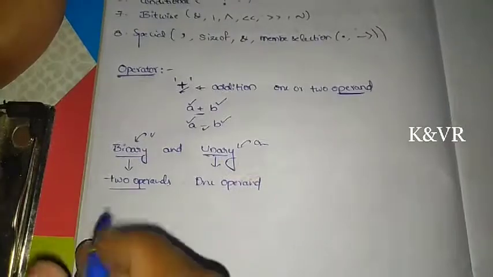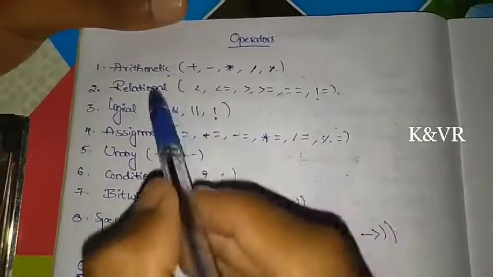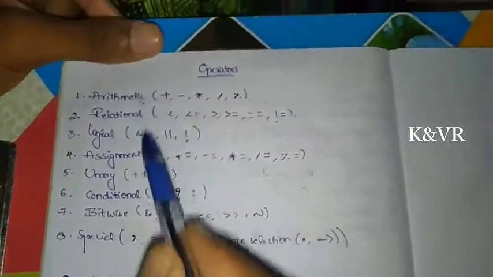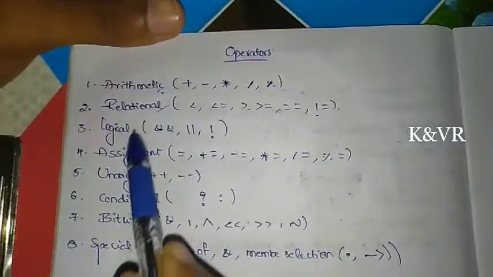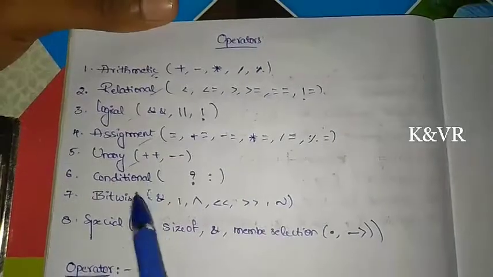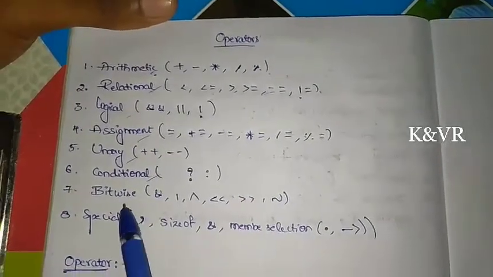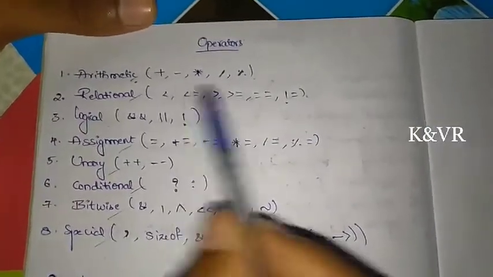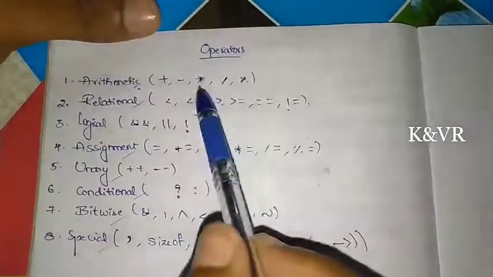And there are different types of operators. These are the different types of operators we have in C. First one are arithmetic operators, relational operators, logical operators, assignment operators, unary operators, conditional operator, bitwise operators, special operators. This is just an overview.